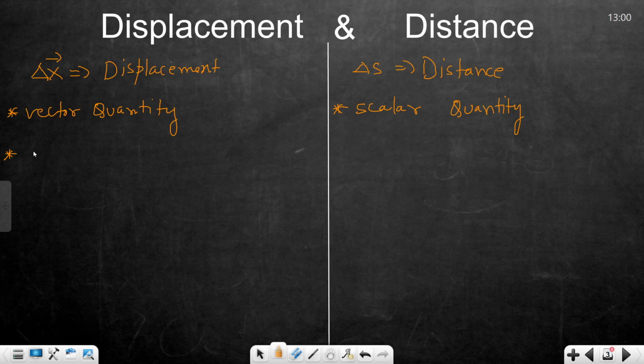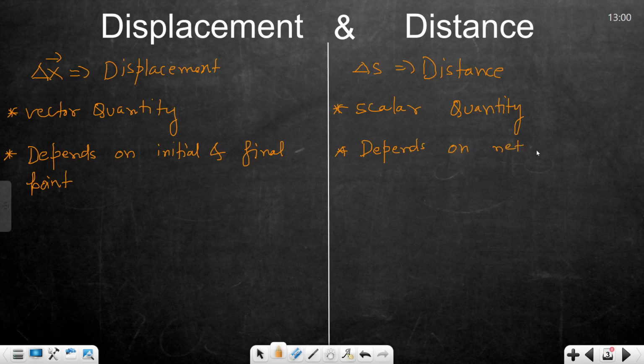Displacement depends on initial and final point. Distance depends on net length covered. It doesn't matter on initial and final point. It depends on net length. Clear?